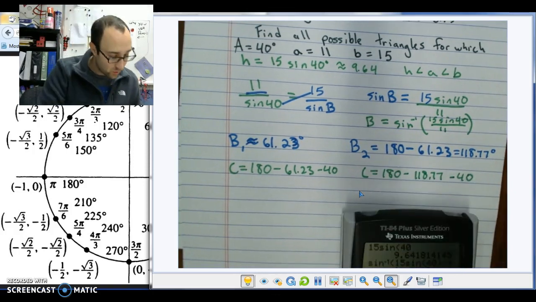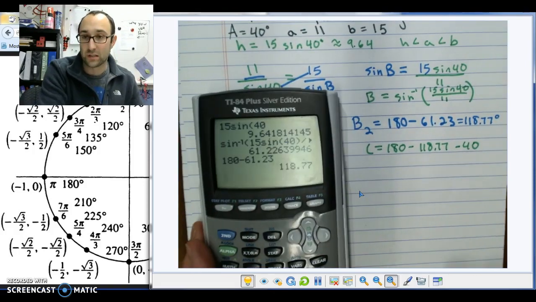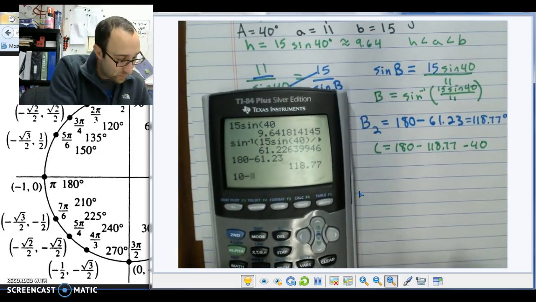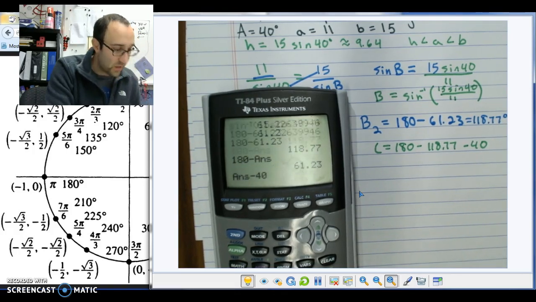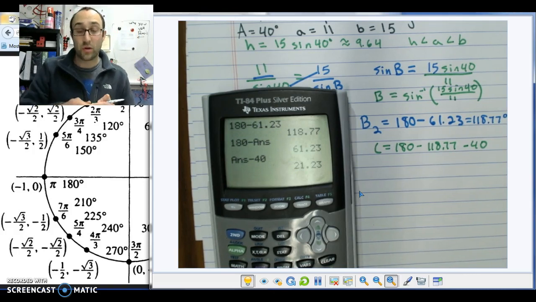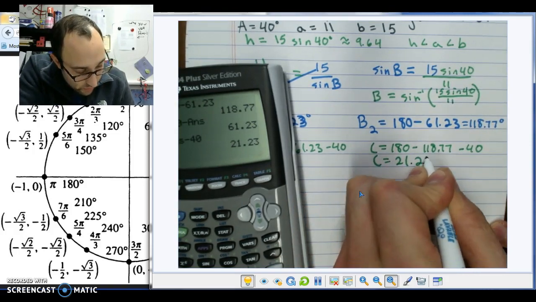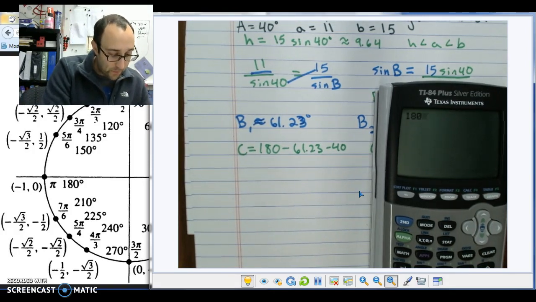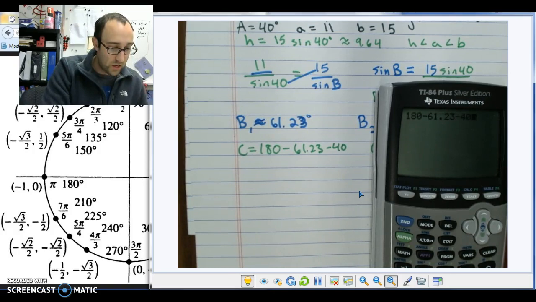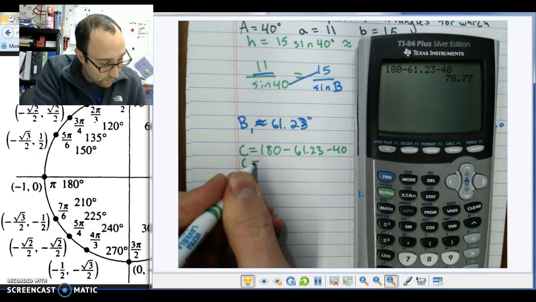Let's just calculate those real quick to figure out what my answer is going to be. I'm going to do this one first because 118 is still in my calculator. So I'm going to say 180 minus 118.77. I'm going to hit enter, and then I'm going to subtract 40, and I get C equals 21.23. Alright, so this one we say C equals 21.23 degrees. Alright, and then let's go back over here. We're going to say that we have 180 minus 61.23 minus 40, and we get C is going to equal 78.77.